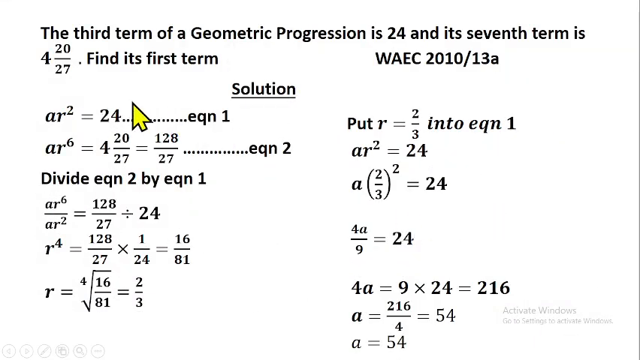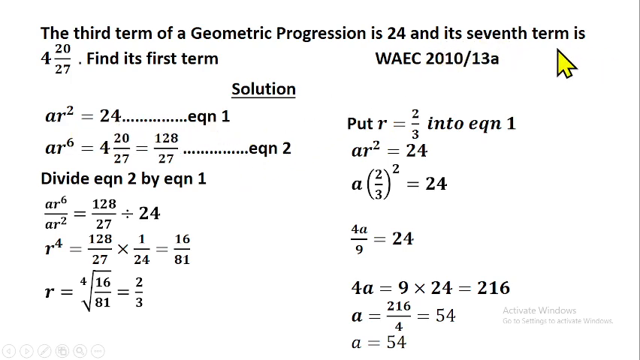Now let's look at this question as well. The third term of a geometric progression is 24. What is the third term of a GP? If I may ask you, the third term of a GP is ar what? ar squared. So the third term of a GP is ar squared, and that means you have ar squared equals 24. You can call that equation 1.